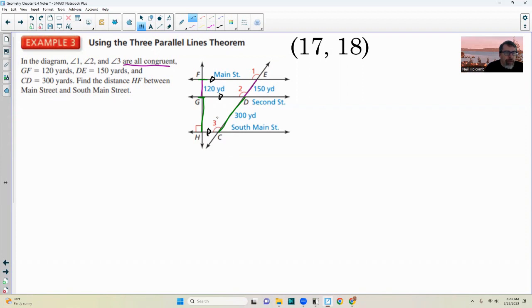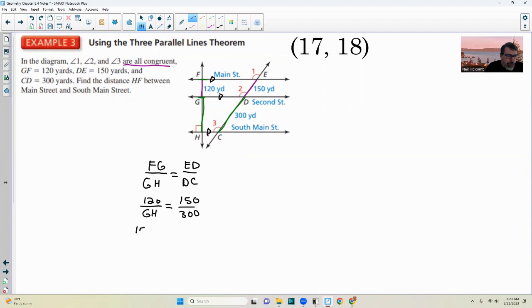Since those three lines are parallel, we can set up a proportion and say segment or street FG is to GH as ED is to DC. Okay. There's another way to do this in one step. I'll do that in a moment, but here's FG, so that is 120. 120 is to GH. I'll just leave it GH because we don't know it. And that equals ED, which is 150, over DC, which is 300. Okay, so there's our setup.